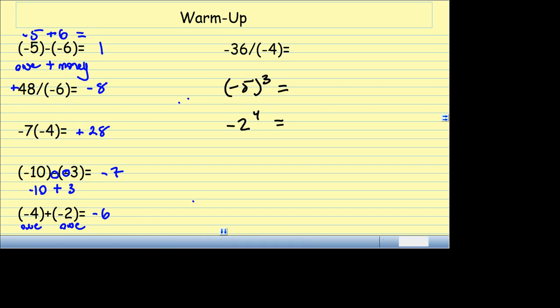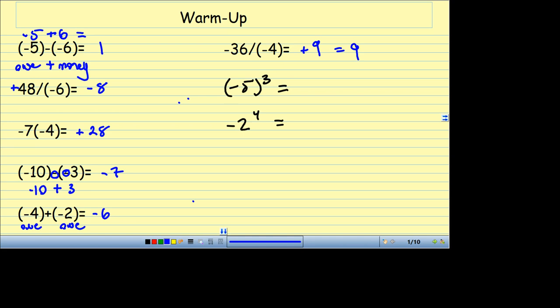And what's next? So we got -36 divided by -4. So 36 divided by 4, not a problem. You should know that's 9. And negative divided by a negative, well, that's going to be a positive 9. Or I can just say 9.